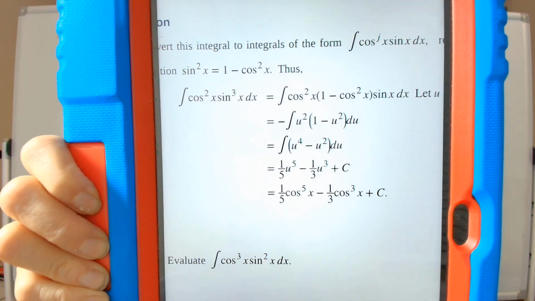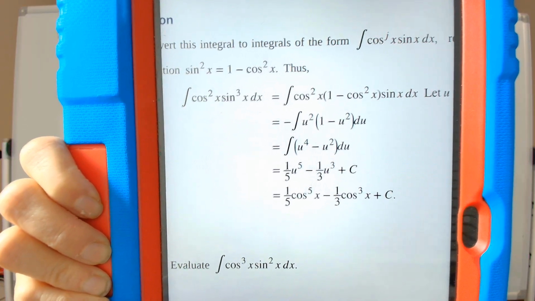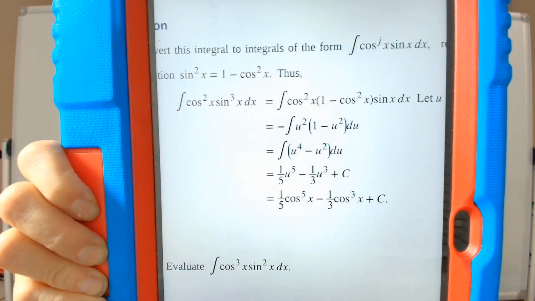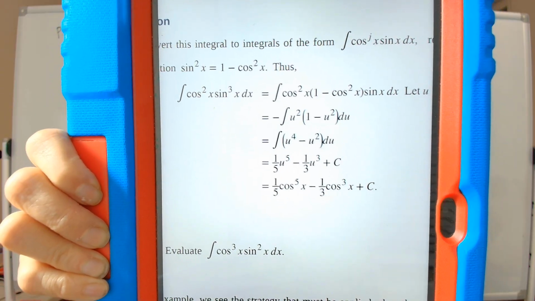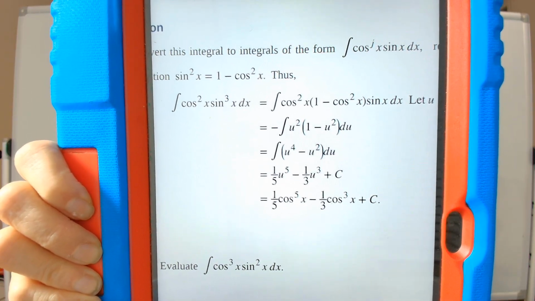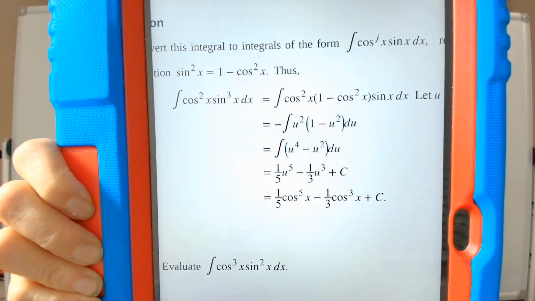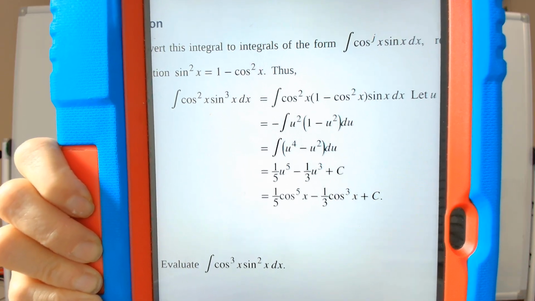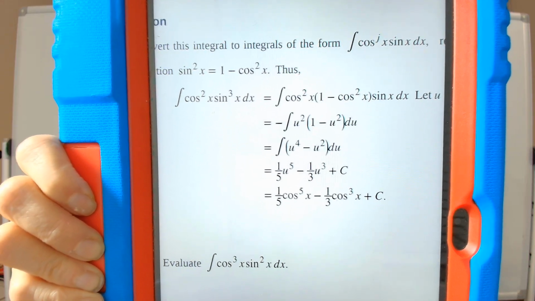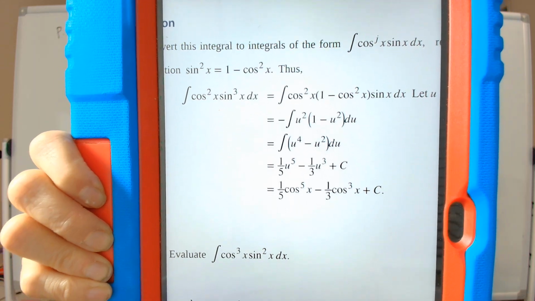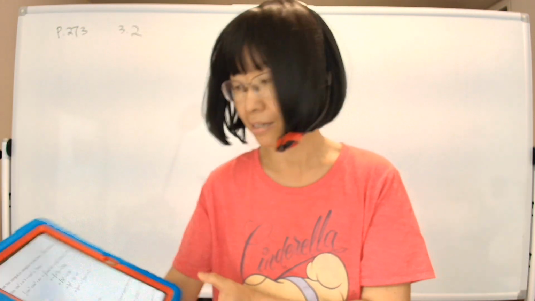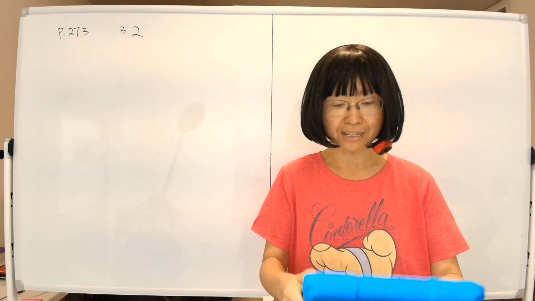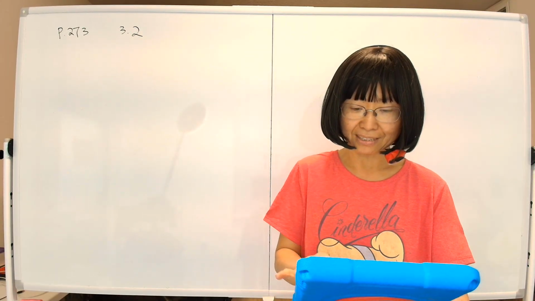The sine x is left to take care of the u substitution, because that way you can change using the u substitution again. Let u equal cosine x, then you plug the whole thing into a polynomial to integrate, which is much easier. Not as easy as the previous example, but still pretty doable. And then you come up with your answer in a couple extra lines. It's still not so bad.